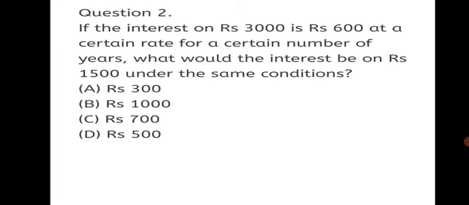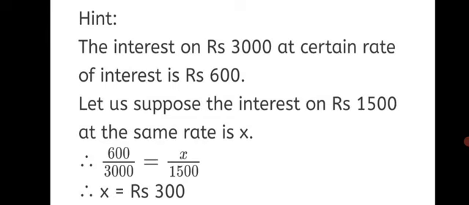Means we have got 600 rupees on principal rupees 3000, interest of 600. So if a principal is now 1500, exactly half of 3000, means interest will also be half of 600, that is 300. That means the correct option is 300, option A. How do we solve it? We can take the sum in proportion. Let's have a look. Solution is A, rupees 300.